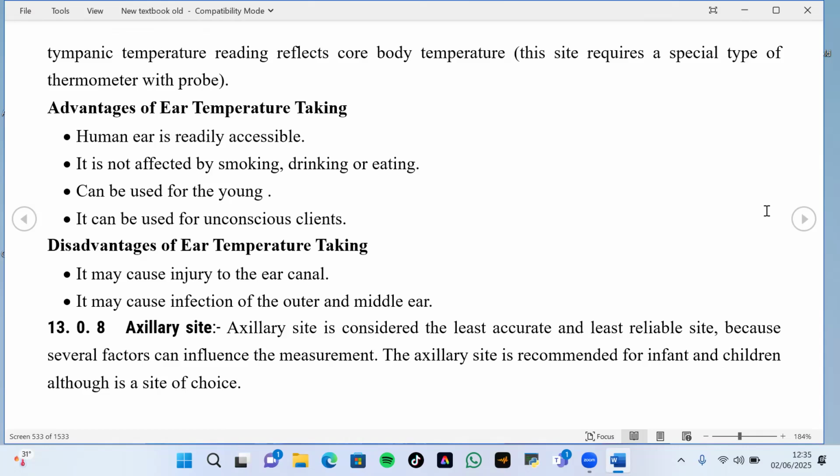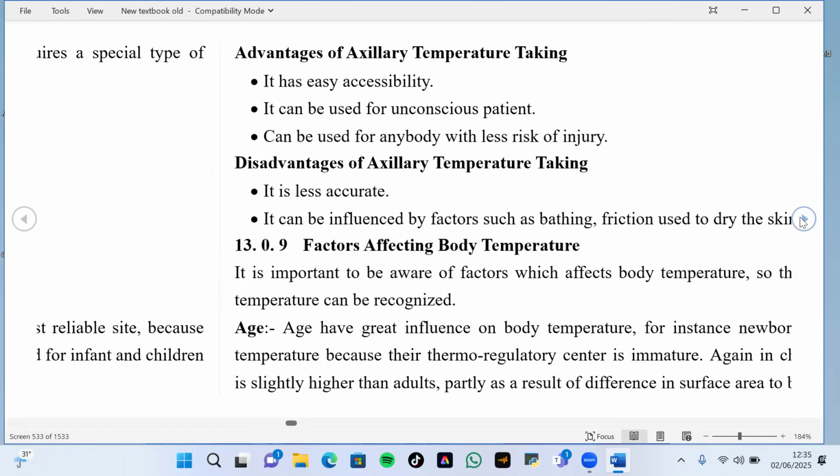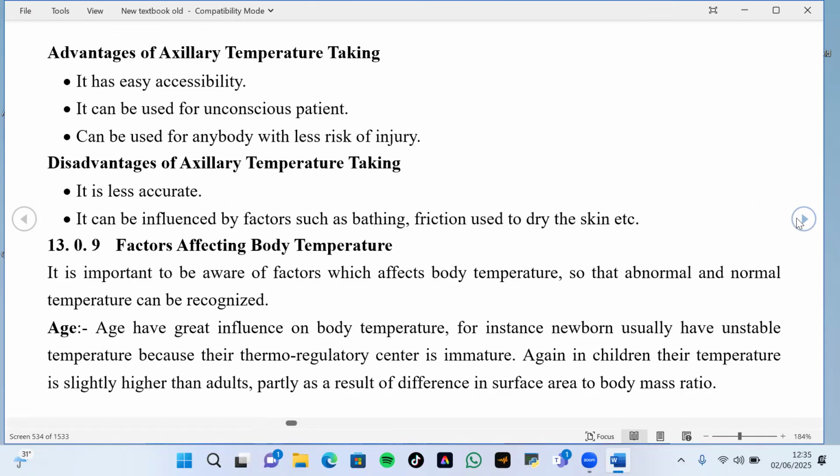Axillary site. Axillary site is considered the least accurate and least reliable site because several factors can influence the measurement. The axillary site is recommended for infants and children, although it's a site of choice anyway. That is the armpit. It has the following advantages. It has easy accessibility. It can be used for unconscious patients. It can be used for anybody with less risk of injury.